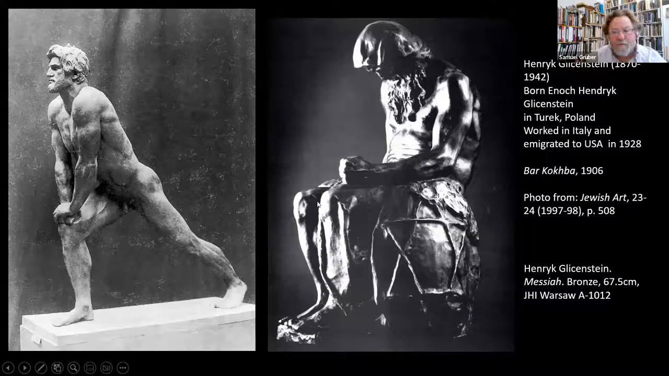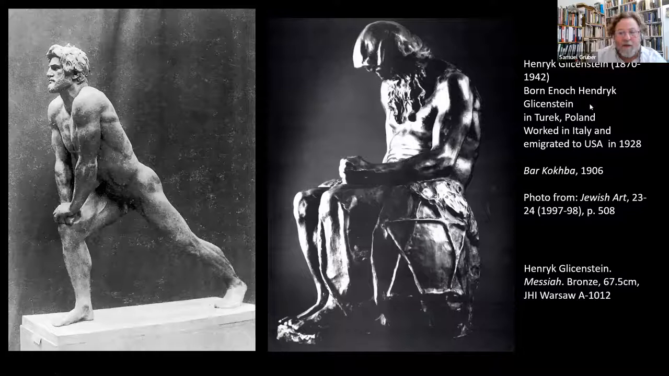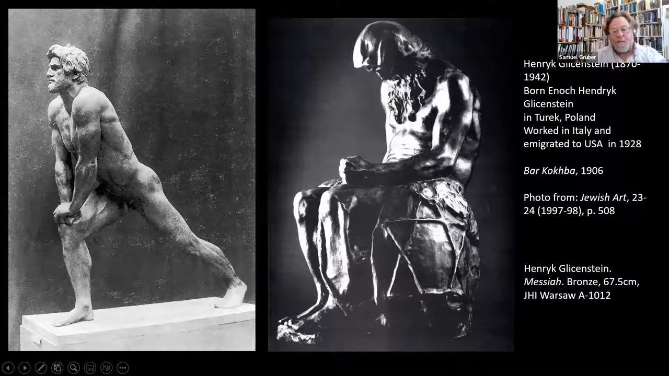One is Henryk Lichtenstein, who was Polish. He was born in Turek, Poland. He was known as Enrico Lichtenstein because he lived in Italy for a while and then came to the United States in 1928. So he too was making these works, Bar Kokhba in 1906, and then a work called Messiah. But it's not the Christian Messiah, it's the Jewish Messiah with the shield, with the star of David, the shield of David. He's the descendant of David, and he's awaiting his moment there.